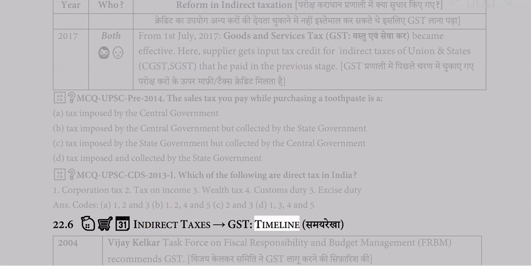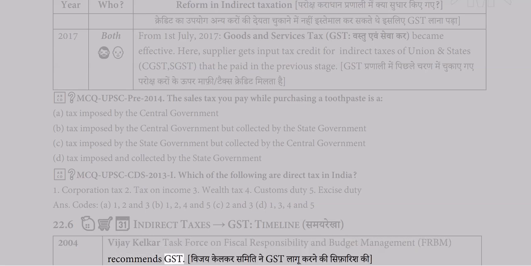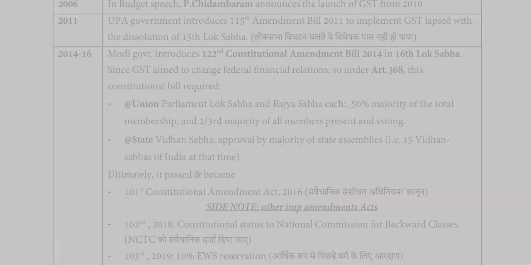22.6 Indirect taxes: GST. Timeline. 2004: the VJ Kelkar Task Force on Fiscal Responsibility and Budget Management, FRBM, recommends GST. 2006: in the Budget Speech, P. Chidambaram announces the launch of GST from 2010-2011. The UPA government introduces the 115th Amendment Bill 2011 to implement GST, which lapsed with the dissolution of the 15th Lok Sabha.